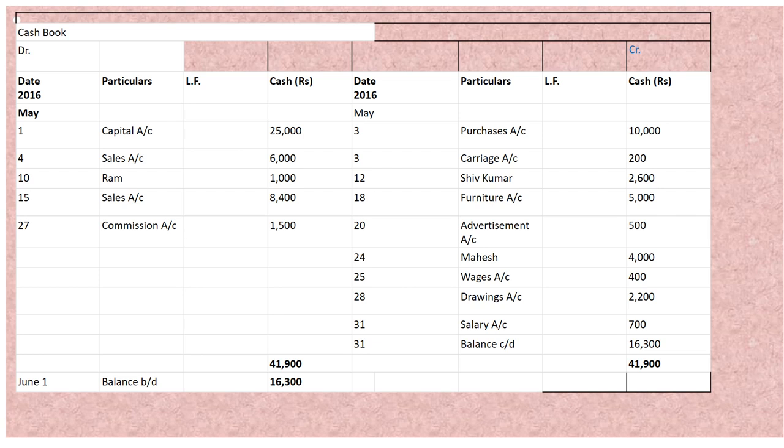So next one is withdrew for personal use. That means drawings account. Whenever we withdraw cash for personal use, the entry will be drawings account debited to cash account.